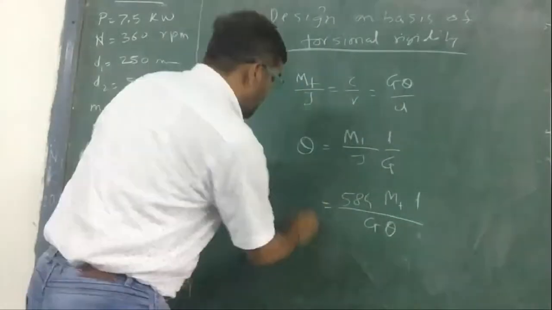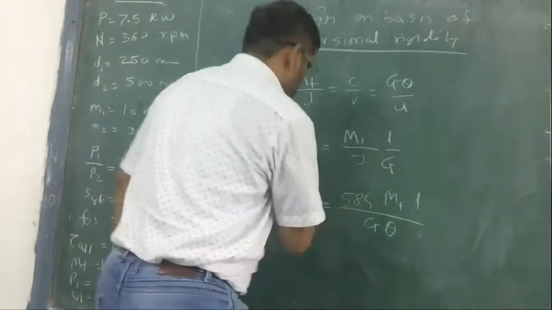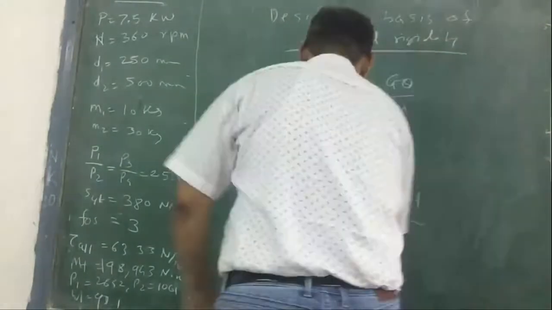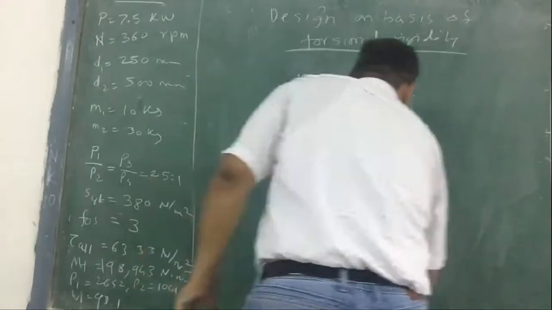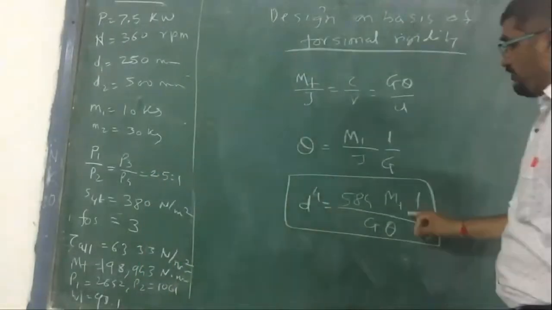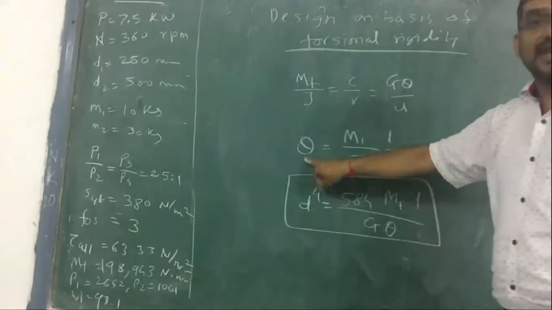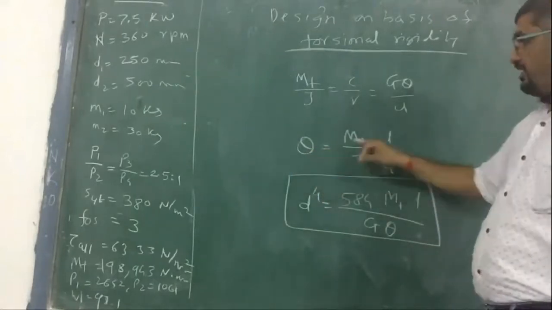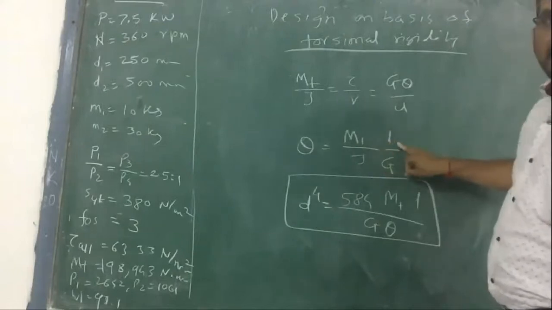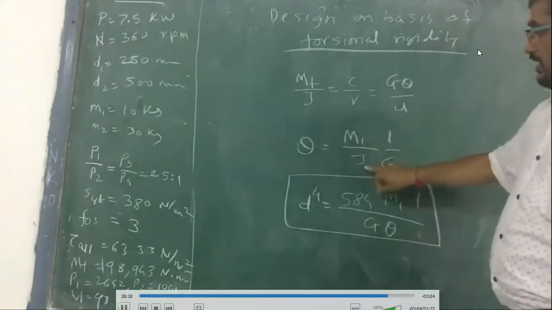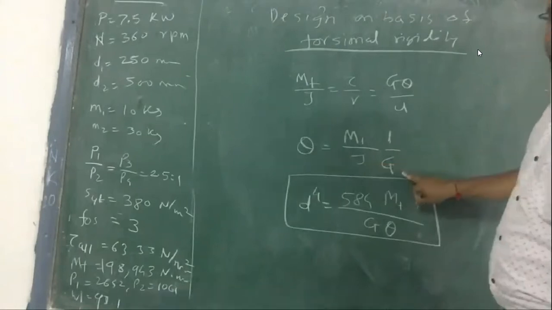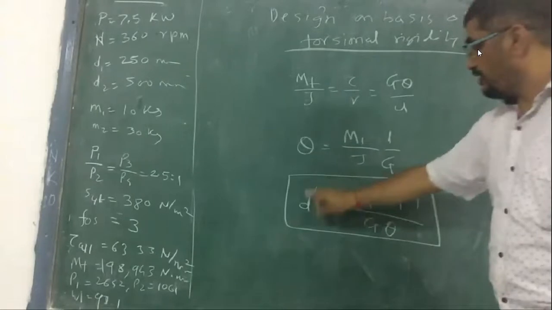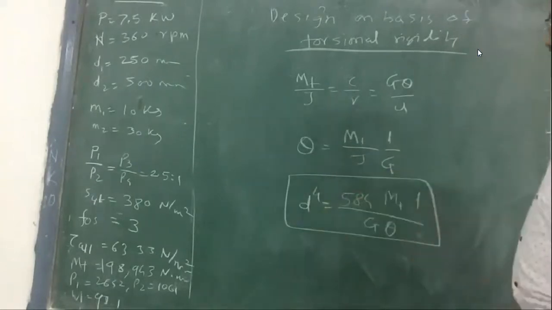This is the diameter d raised to, right? D cube, d raised to 4. This is the torsional equation. Now, how have we derived this? Theta is in radians, so convert that. We use the conversion from radians to degrees. Mt is the twisting moment, L is the length, right? J is pi by 32 d raised to 4, and G is the modulus of rigidity. So with this, d raised to 4 is 584 Mt.